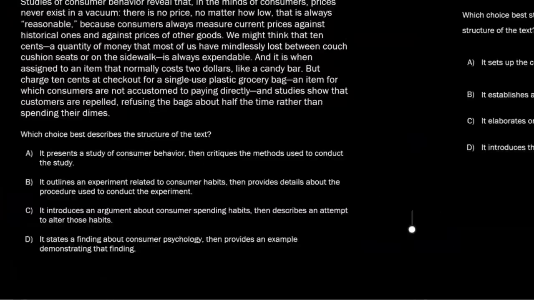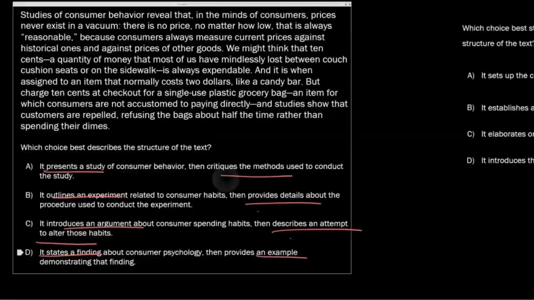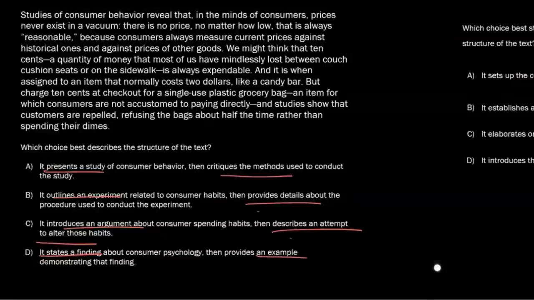So A, it presents a study of consumer behavior, then critiques the methods used to conduct the study. B, it outlines an experiment, then it provides details. And again, you're going to see a lot of these keywords when you do one of these questions, so I'm just going to underline the keywords here. It presents a study, then it critiques the methods. It outlines an experiment, then it provides details. It introduces an argument, then describes an attempt to alter that. It states a finding, then provides an example. Let's read the passage here.